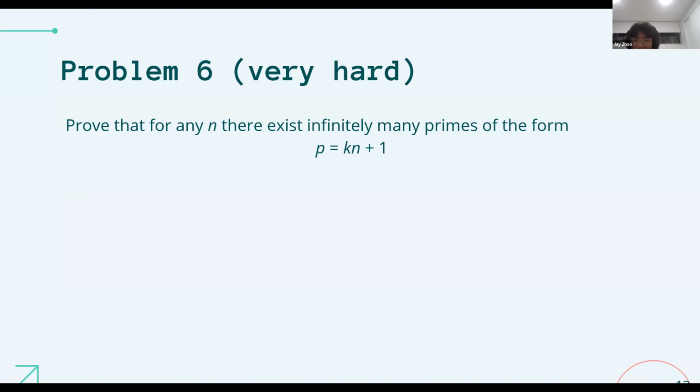Oh wait, I realized that class is supposed to end at 8. So I guess I'll just go over the solution now. But there is one more question after this, so if you wanted to stay, it shouldn't be too long because it's just one question. Okay, I'll just go over the solution. Wait, hold on, my screen share is frozen. Okay, all good.